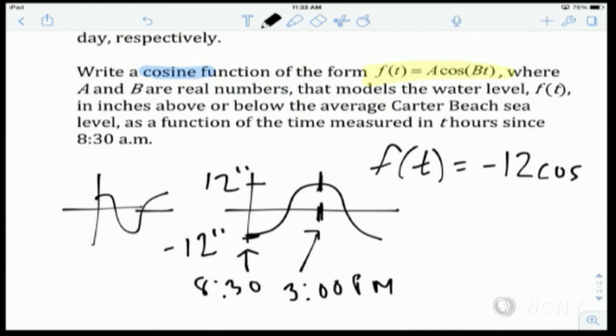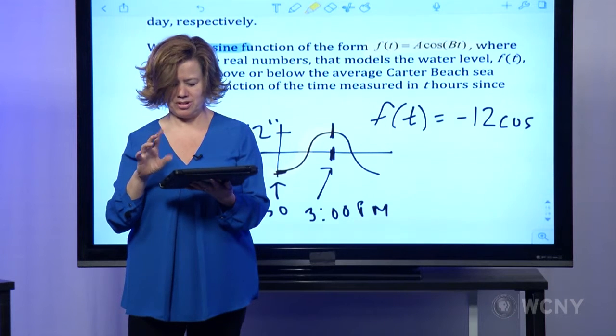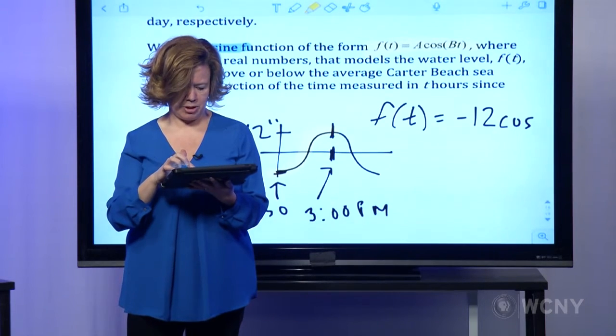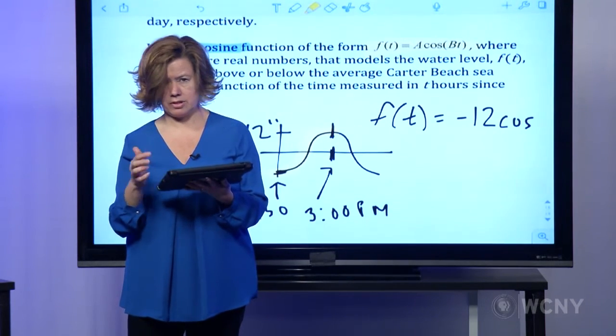Well, we know that this tide, between low tide and high tide, was from 8:30 in the morning until 3 o'clock in the afternoon. That is 6.5 hours. 9:30, 10:30, 11:30, 12:30, 1:30, 2:30. 6.5 hours. So a full cycle then will be 13 hours. 6.5 times 2 is 13.